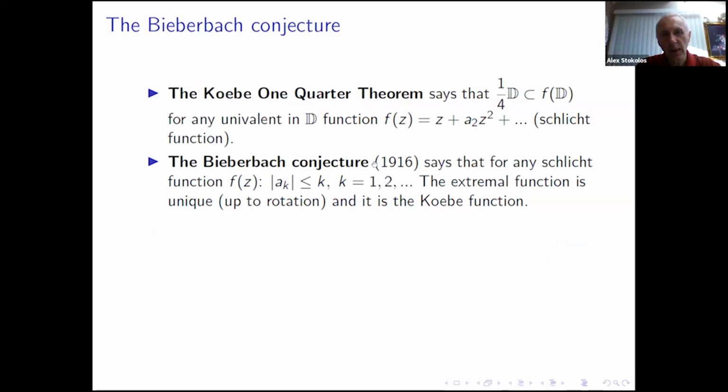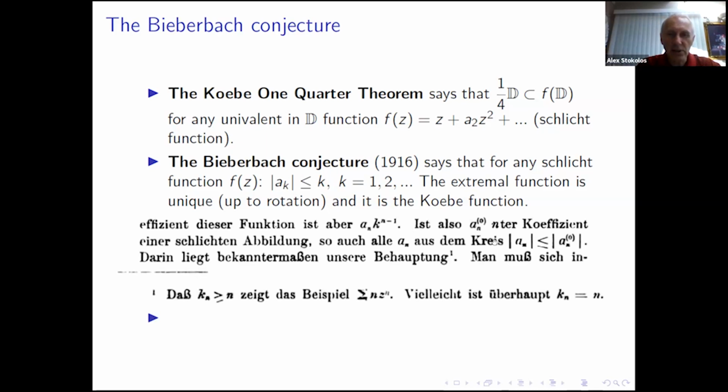Both theorems were influenced by the Koebe function, and the Bieberbach conjecture says that the coefficients of a Schlicht function, not necessarily real but complex coefficients, are bounded by n. This is just a fragment of Bieberbach's article. You see a general estimate was proven, and then a really innocent footnote that perhaps a_n is bounded by n.